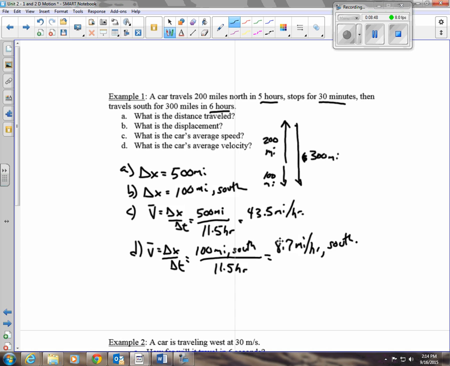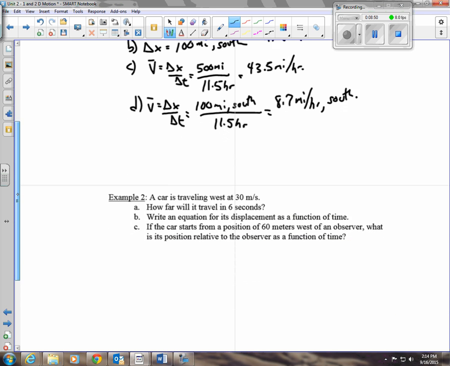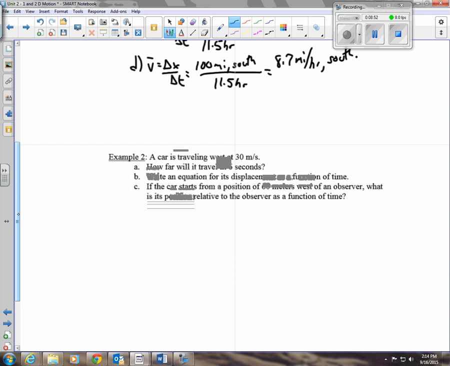Okay, our last little example here. This time I'm giving you the velocity. And I'm going to write down my givens over here. I have the velocity is 30 meters per second west. Okay, I have time is given as 6 seconds. Now I'm looking for how far.